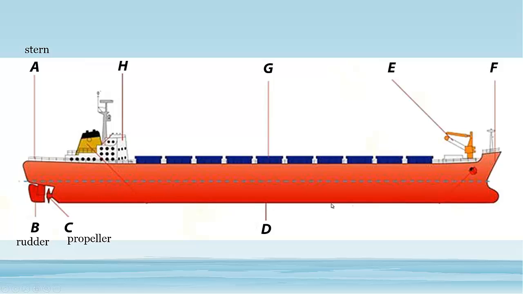And then actually the bottom of the vessel poking out below here is called the keel. So the very bottom, it's usually a ridge on the bottom of a vessel, is called the keel. The bottommost part of the vessel is called the keel.